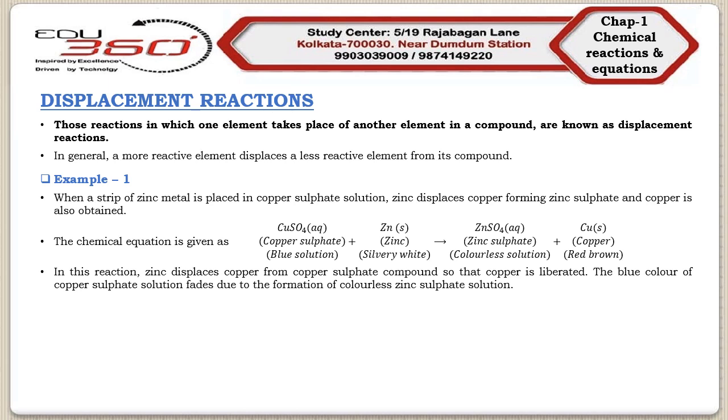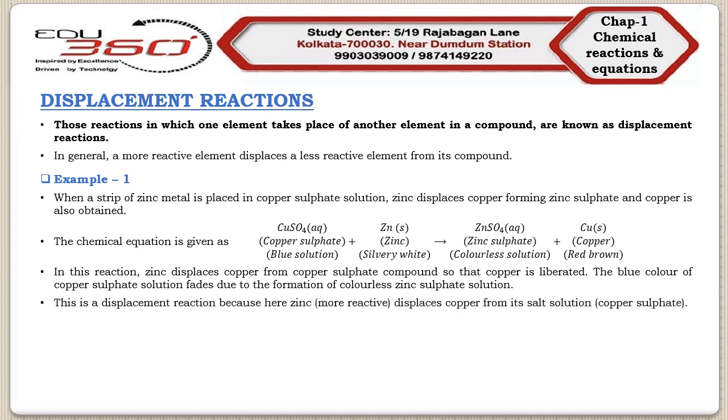Now what will be the physical appearance? Physically, you will find that the blue color of the copper sulfate solution fades out due to the formation of colorless zinc sulfate solution. So in this particular reaction, since the zinc, which is more reactive, is displacing copper from its salt solution, that is copper sulfate solution, we can say that this is an example of a displacement reaction.